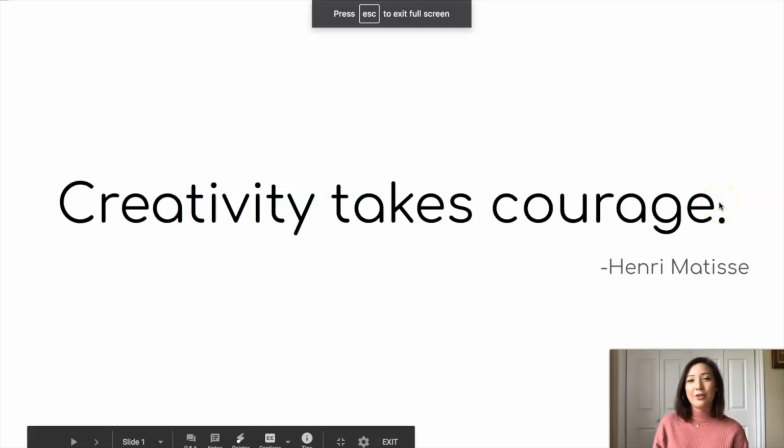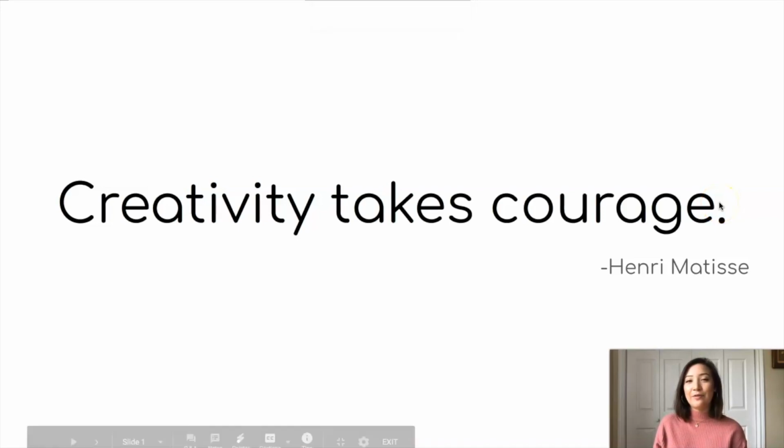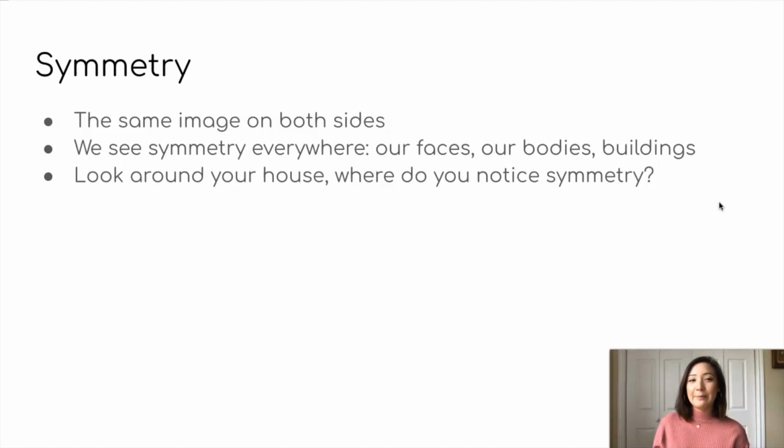Hey everyone, so for this week's lesson, we are going to be focusing on symmetry, and we're going to start off the lesson with a quote that says, "Creativity takes courage." So if you are being creative in any way right now, if you are doing these art projects, if you are expressing yourself through music or through art, then you are being brave and you should be very proud of yourselves.